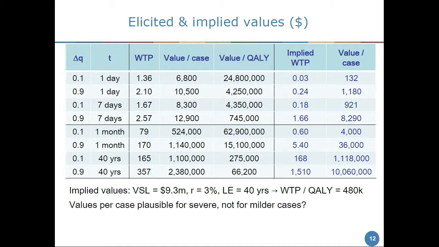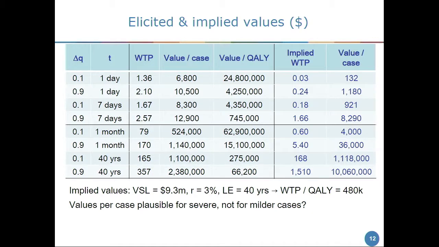And what you see here is, so let's take the top part, the 0.1 for 1 day, predicted willingness to pay is $1.36. 0.9 for a week, the predicted willingness to pay is $2.57. So the qualities lost differ by a factor of 63, 9 times 7. The willingness to pay differs by a factor of 2. So that's my point about it's nowhere near proportional to the quality lost.